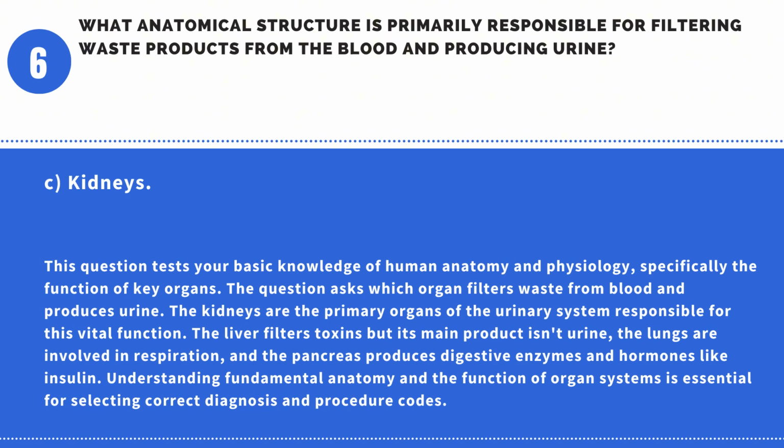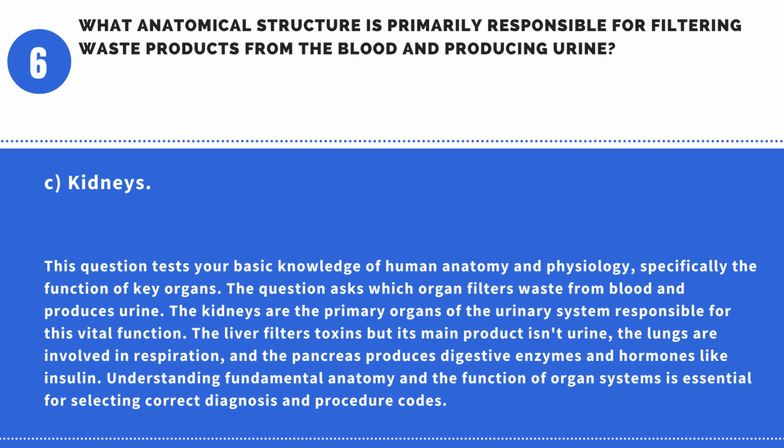Answer, C. Kidneys. This question tests your basic knowledge of human anatomy and physiology, specifically the function of key organs. The question asks which organ filters waste from blood and produces urine. The kidneys are the primary organs of the urinary system responsible for this vital function.